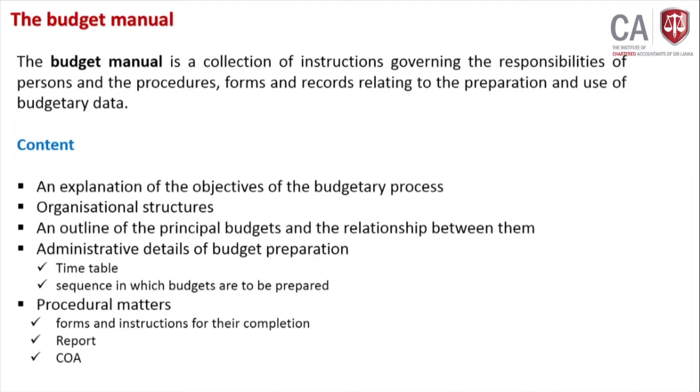In the budget manual, an outline of principal budgets and the responsibility relationships between them. Outline of principal budgets, the relationships between them, which means the relationships between functional budgets.